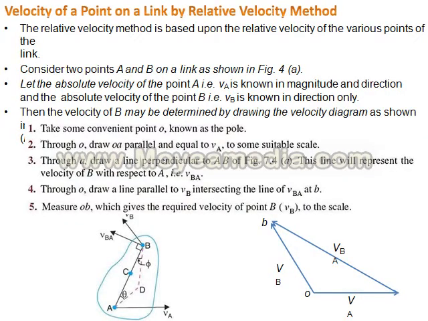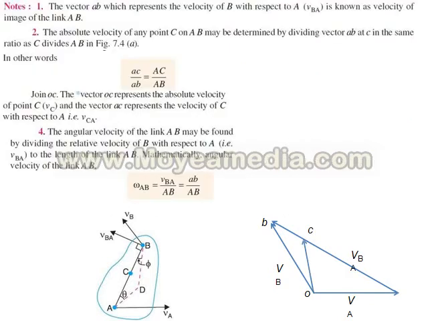The velocity of a point on a link can also be found by the relative velocity method. This is another method, which we can see in a separate topic. In this way we can find the relative velocity of each particle with respect to the other. So this is also one of the ways.